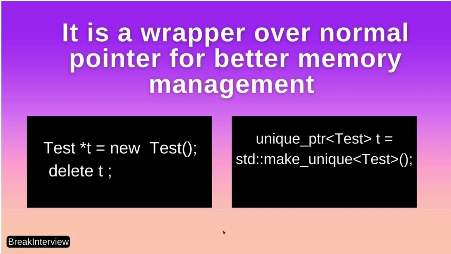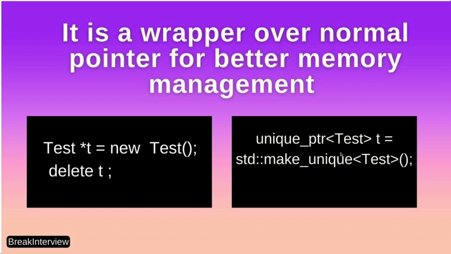On the left side you can see the old way of creating a pointer and allocating memory. Test is a class, and you are creating a new object and allocating dynamic memory right here, and delete is the keyword used to free that memory. So this is the allocation, and this is the deallocation part.